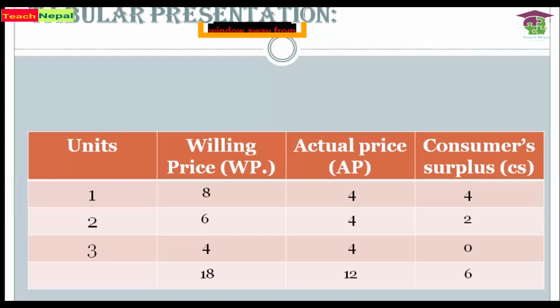This table clearly says that when willing price is higher than the actual price, consumer surplus exists, and consumer surplus is the difference between willing price and actual price. Let's go to the diagram. Diagram is an attractive way of presentation of subject matter, and diagram obviously further clarifies the concept of this theory.